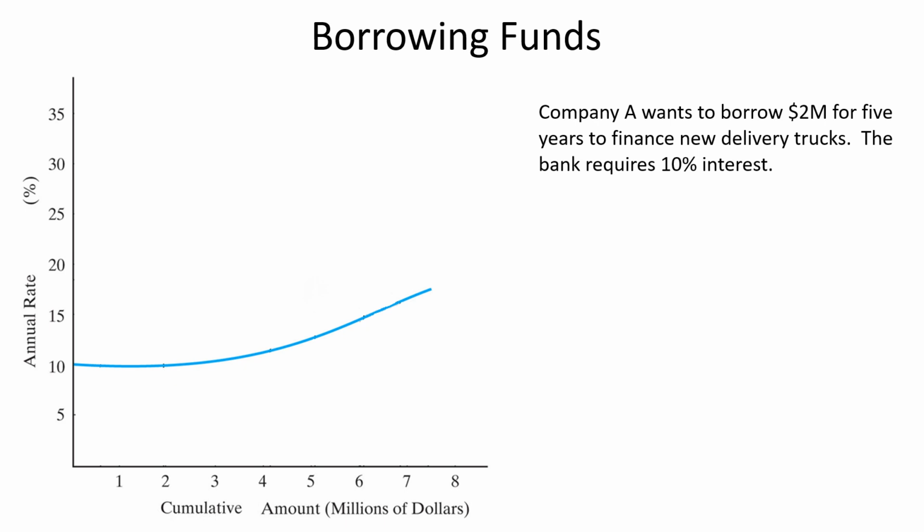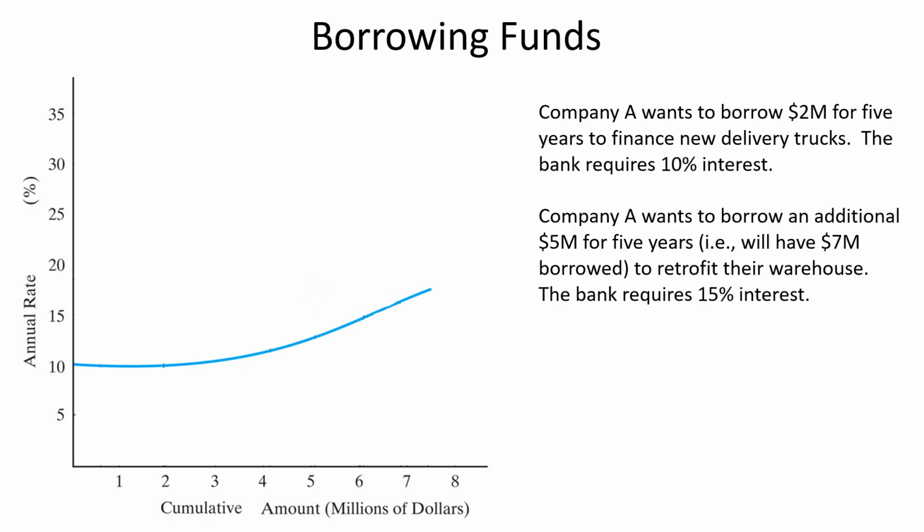But if it's the same company and now they want to borrow another $5 million on top of it, meaning that the cumulative amount that they've borrowed is $7 million. So if we go to the figure here, if they've borrowed a total of $7 million, you'll notice that the interest rate that the lender requires is now 15%. So the more the company is borrowing, the higher the interest rate from their lender.